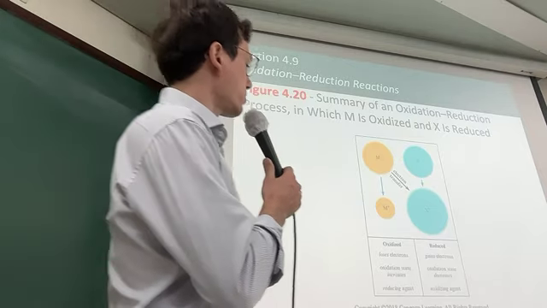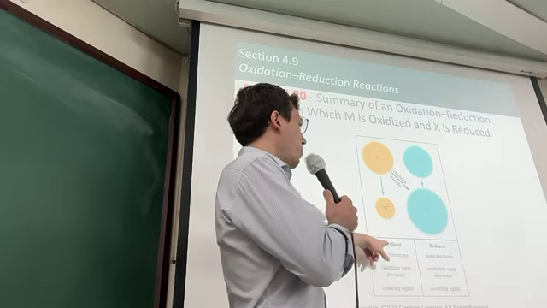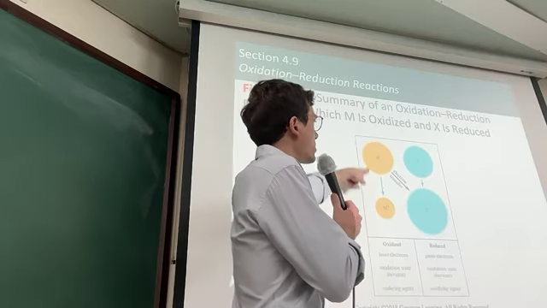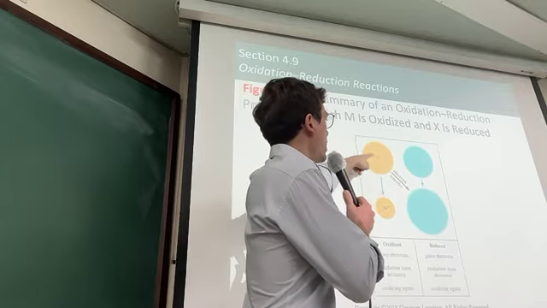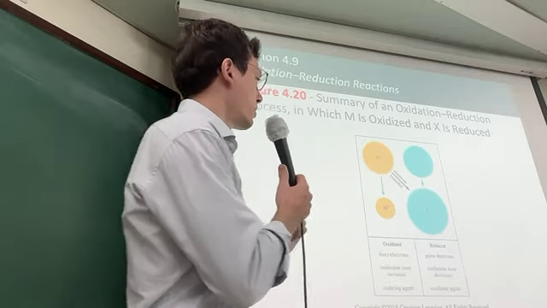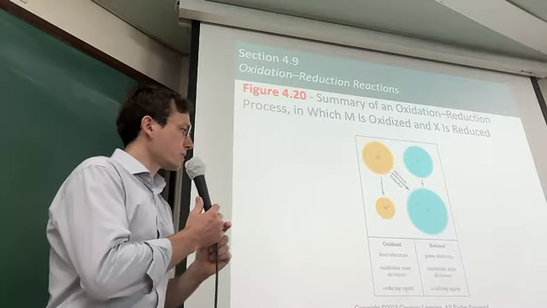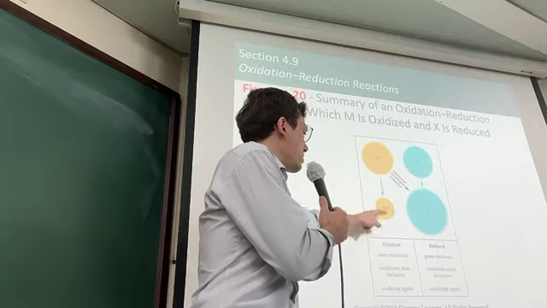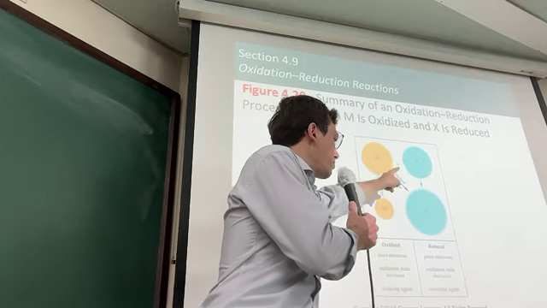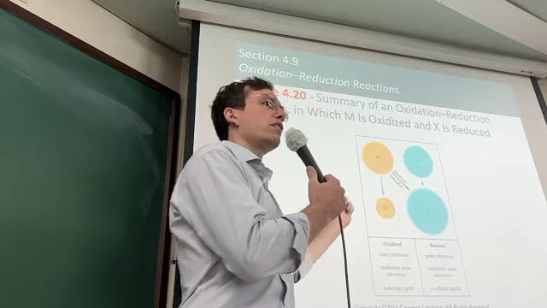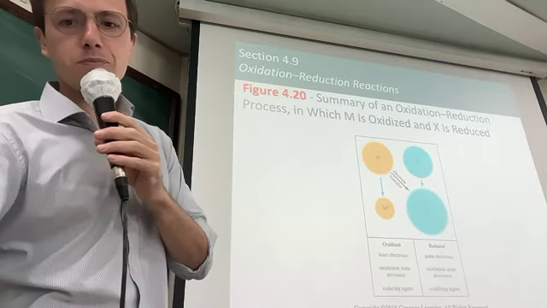So an oxidized species has lost electrons, right? From M to M plus, we lost the electrons, and these electrons move to the partner to reduce the partner, right? If it becomes oxidized, it means it's a reducing agent. If it becomes reduced, it means it's an oxidizing agent because it can oxidize the partner. Yeah?